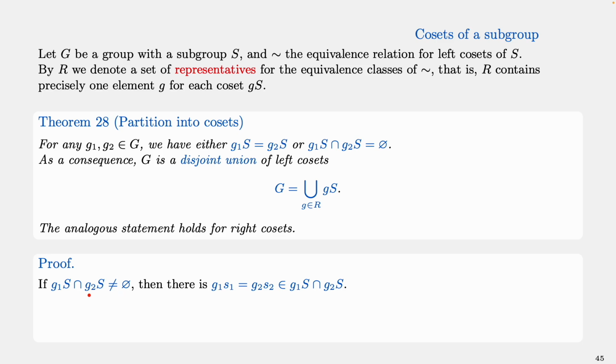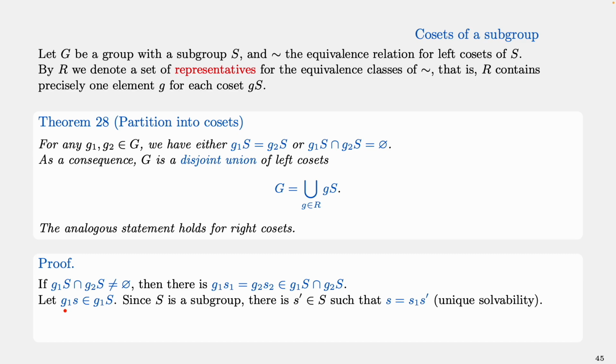Then there is an element in the intersection of these two cosets, and I can write this element in two ways, as g1 s1, because it's contained here, but I can also write the same element as g2 s2, because it's contained in here. Now we consider any element g1 s contained in the coset g1 times big S, and I want to prove that this is contained in the coset g2 S. Since S is a subgroup, there is some element s' in this subgroup such that this element s here can be written as s1 times s', where s1 is the element here. And this is true by the unique solvability property that we learned before.